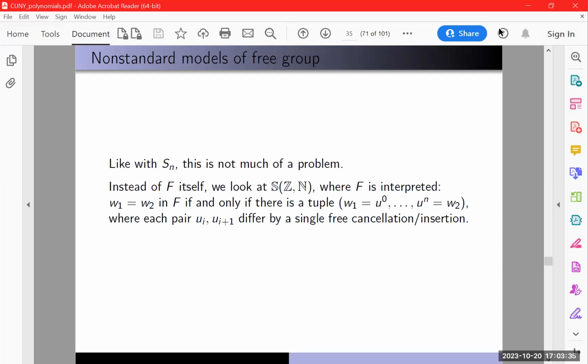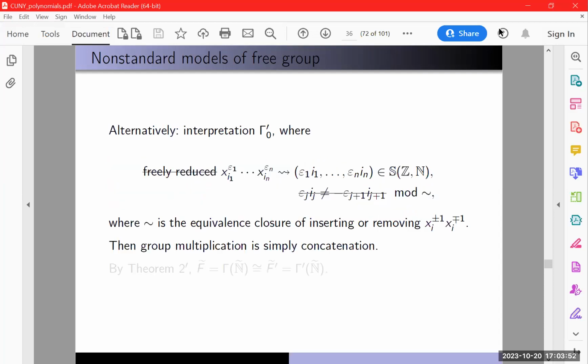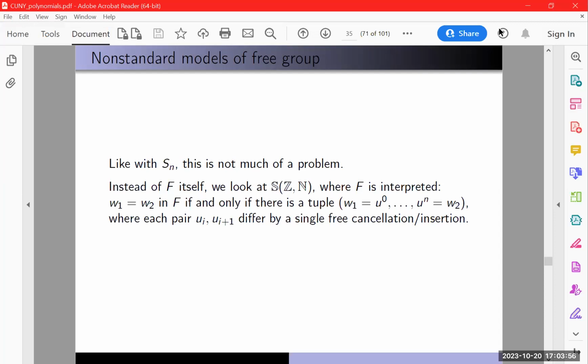And then in the language of that list superstructure, it's very easy to write down the statement that there is a tuple of words where you start with W1 and you end with W2, and every adjacent pair differs by a single cancellation or insertion. And then the same statement is going to be true for the non-standard tuples. Therefore, we now get the statement that if you have two words in the non-standard free group, and they record the same element, then there must be a non-standard sequence of precancellations and insertions that will take you from one word to another. Yes, except the formula is not over F, it's in the list superstructure.